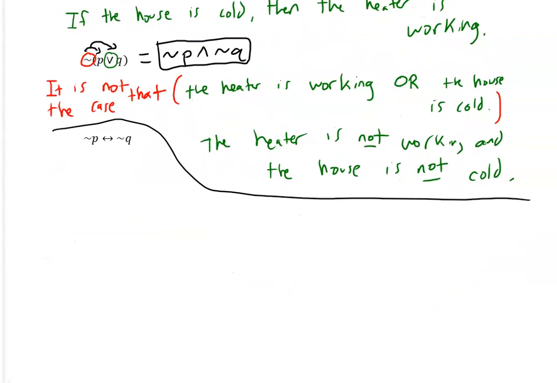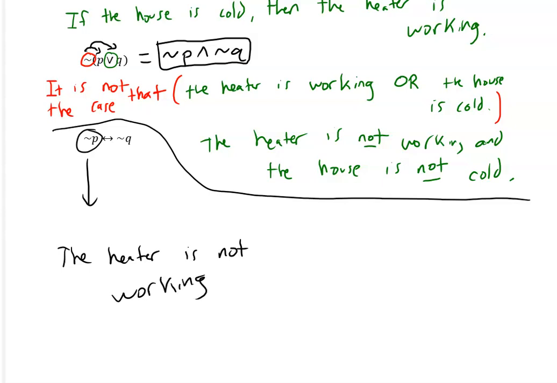All right, so this one is an if and only if. So this one's gonna be pretty easy, I feel like. Not P. This is the heater is not working. If and only if, right? Because the bidirectional arrow means if and only if.